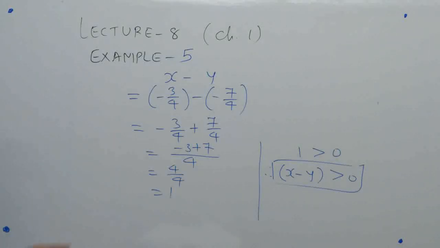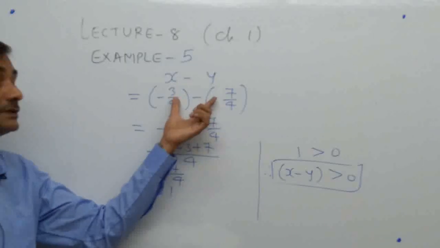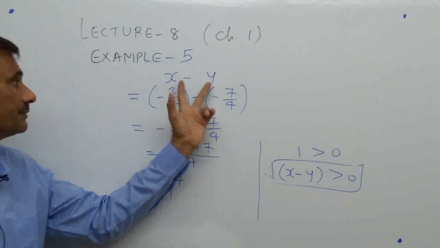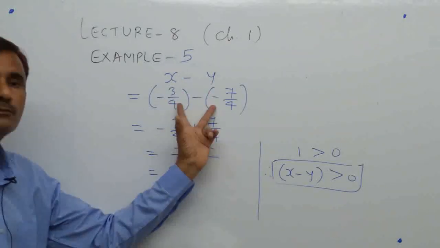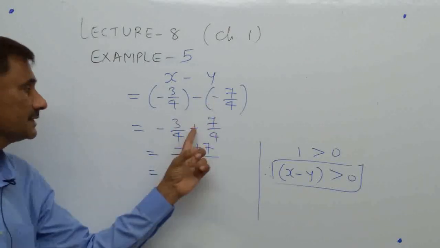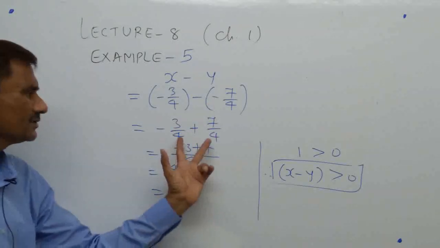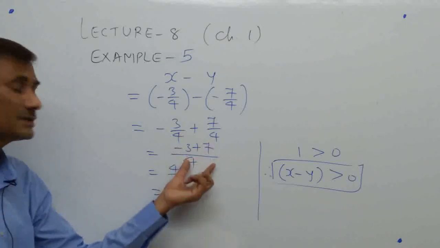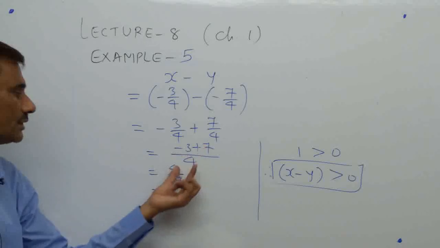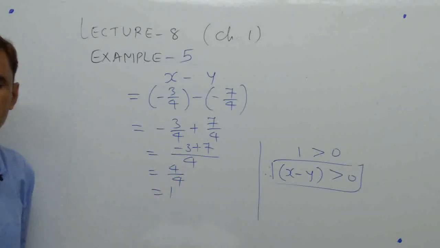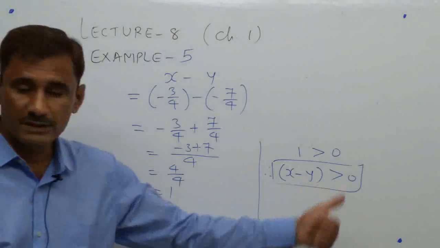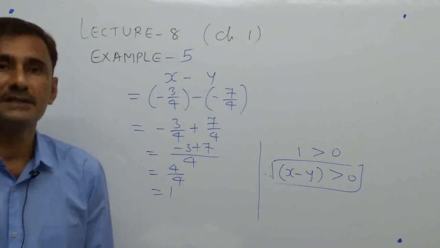Again, first of all, they are asking about x minus y, not x or y individually. So we found x minus y. How? Putting both values in brackets, compulsory, and opening those brackets. So here minus minus becomes plus, then there is no need to take the LCM because the denominators are equal. So you just combine the numerators. We got 4 by 4, which is 1. Obviously we know 1 is greater than 0, so x minus y is greater than 0. So option A is correct, since it is an MCQ.